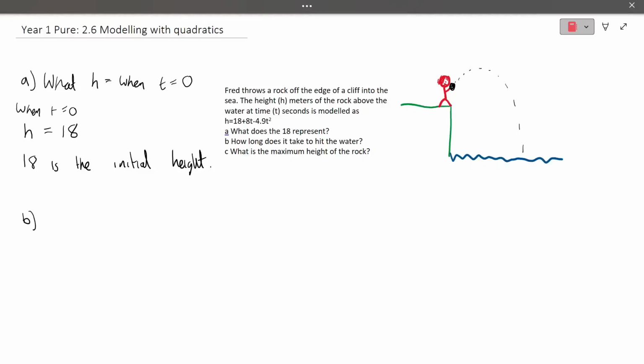Part B. So that was only worth 1 mark, part B is probably worth 2 or 3. How long does it take to hit the water? Well, what does that mean? The rock hits the water when our h equals 0. So all we do is 0 equals 18 plus 8t minus 4.9t squared.